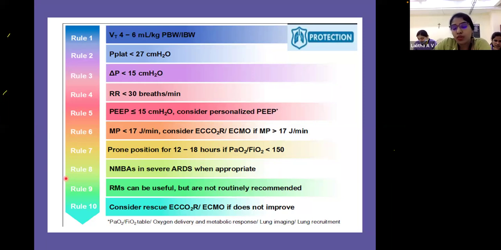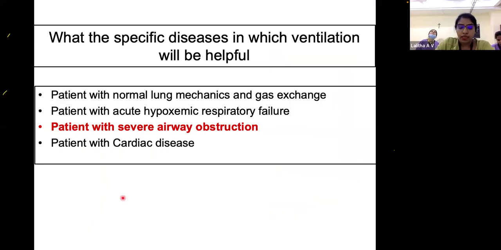I'm not going to deal with the RMs. That itself is a big chapter altogether. And ECMO. Lastly, if none of this works, use ECMO. These are the golden rules when you're treating ARDS.